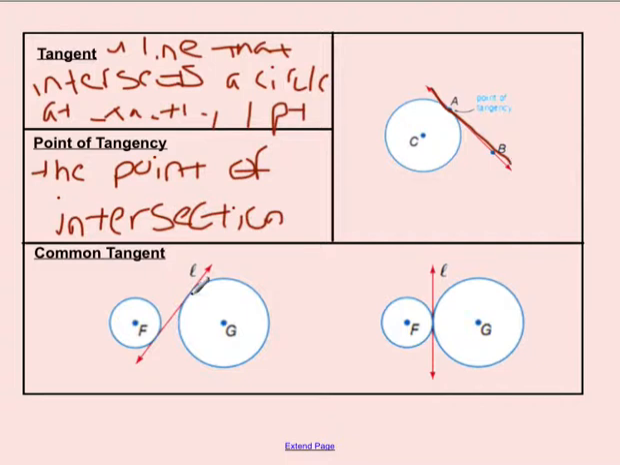Sometimes circles have two common tangents. For example, line L is tangent to both circle F and circle G. You could also draw another tangent here that would be tangent to both. That could be, say, M. Same thing with L in the second one. L is tangent to both circle F and circle G. So sometimes lines can be tangent to two different circles.